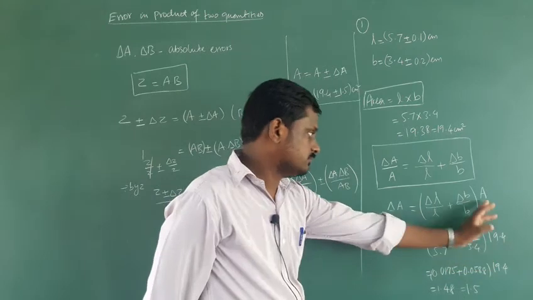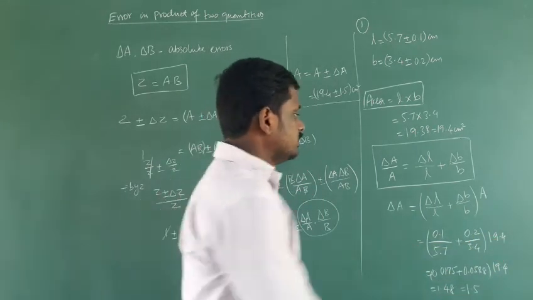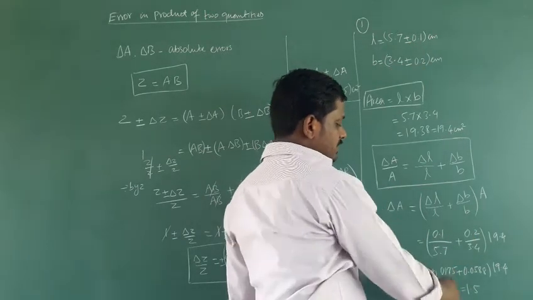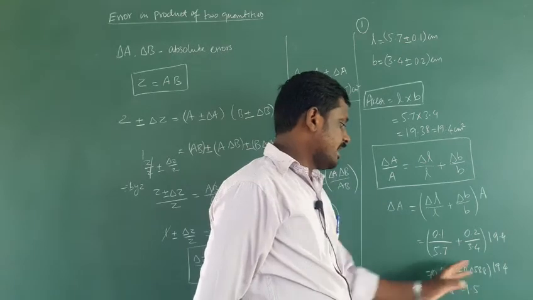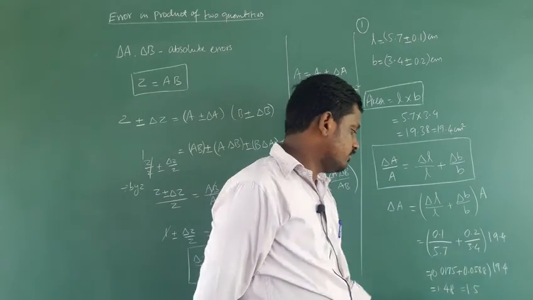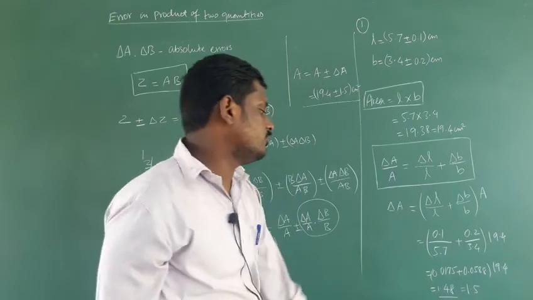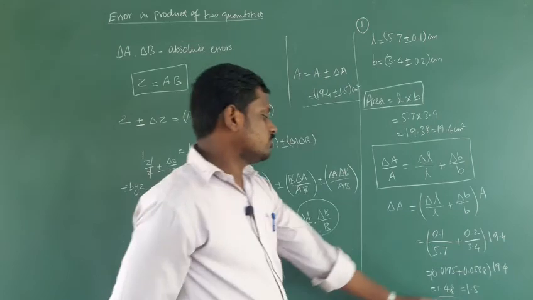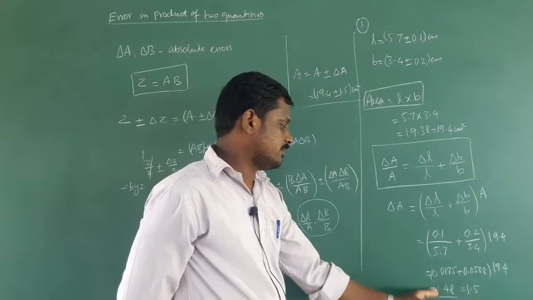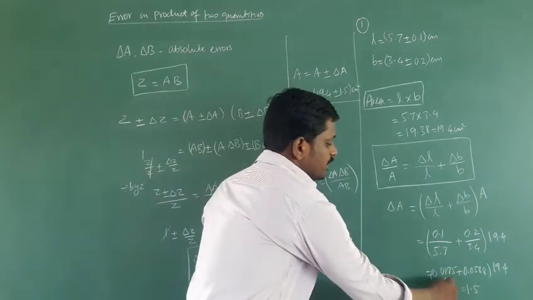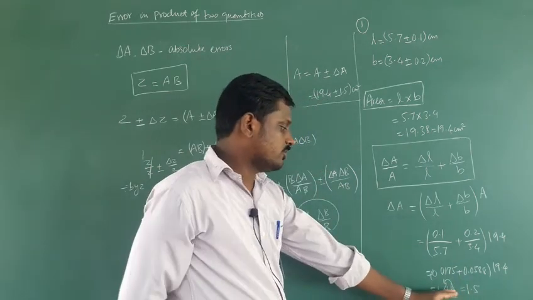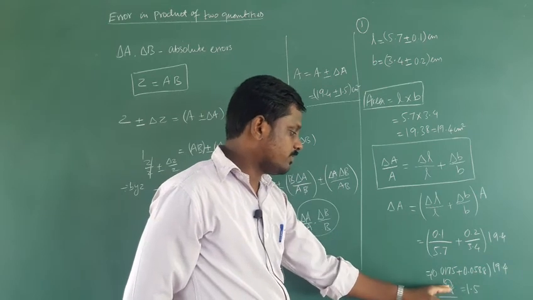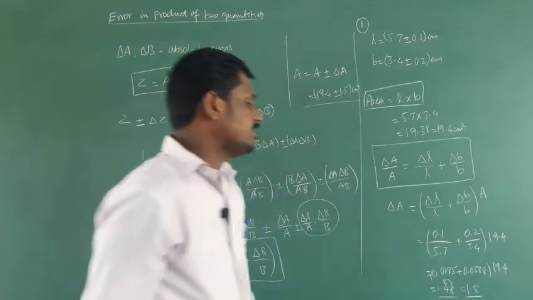Then we know the area A is equal to 19.4. Then substitute the values: 0.1 by 5.7, 0.2 by 3.4, you will get some very small values. Then add them, then multiply by 19.4, you will get 1.48. 1.48 is rounded up to 1.5, because the 8 is greater than 5, so you need to go to the next number, that is 1.5. So delta A is 1.5.